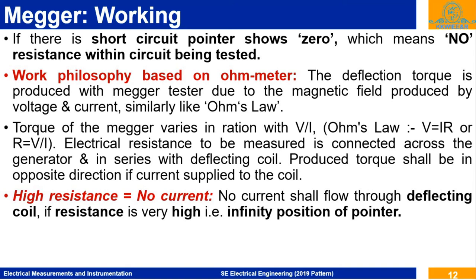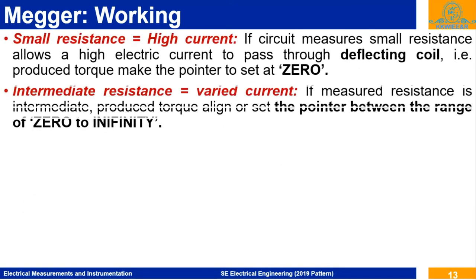Megger works on the ohmmeter principle. Ohm is nothing but Ohm's law, V is equal to IR, or R is equal to V upon I. In voltage and current deflection, the torque will be in the opposite direction. Okay. So here we have three conditions: high resistance, which means no current will be there, and the pointer will show you infinity readings. If small resistance, that means high current, the pointer will show you 0 value. If intermediate resistance is there, then the current will be variable and the pointer will show an intermediate value.